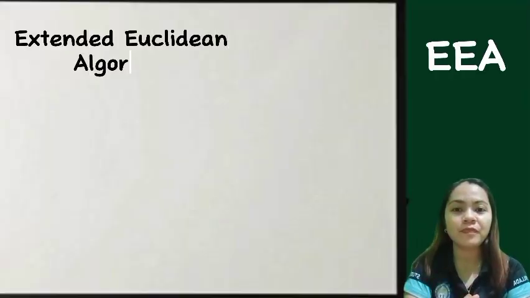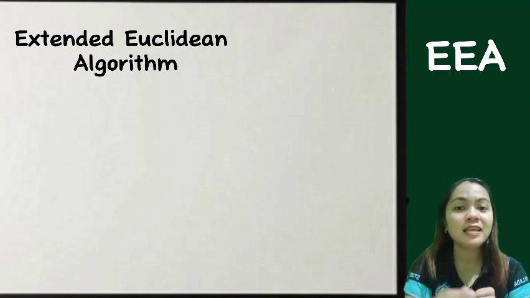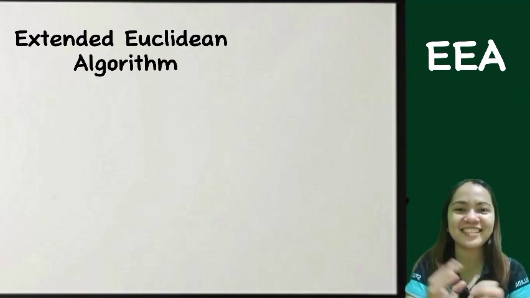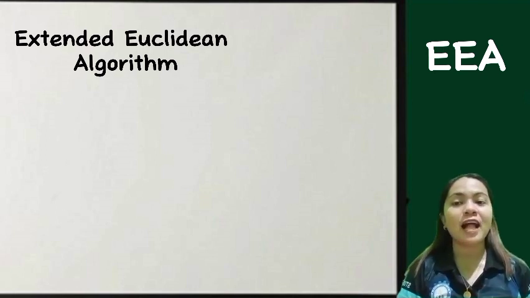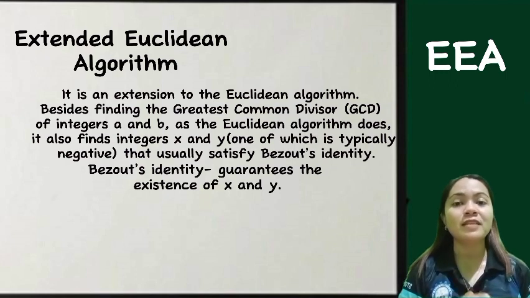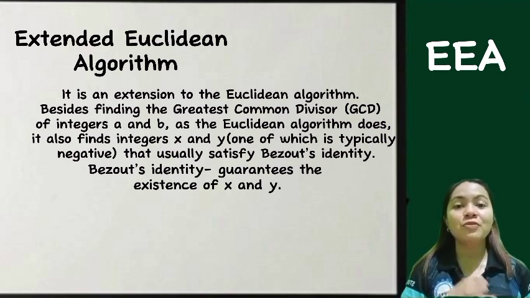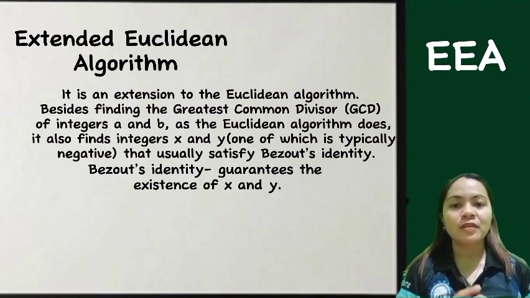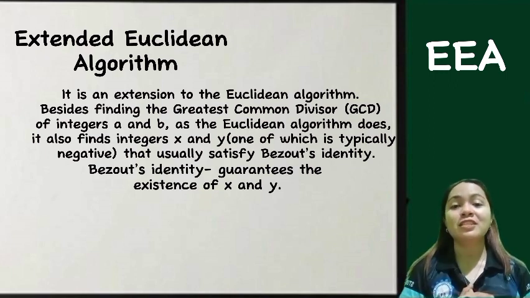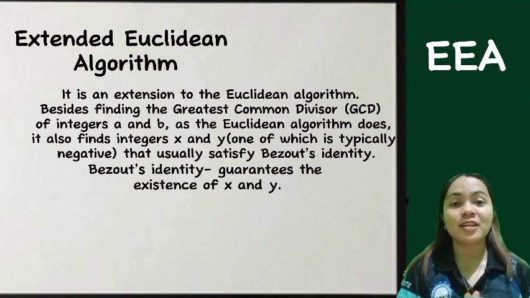We will talk about the extended Euclidean algorithm. If you have knowledge about the Euclidean algorithm, it will be easy to understand the extended Euclidean algorithm. So, let's start. EEA, or extended Euclidean algorithm, builds on top of the basic Euclidean algorithm, or it is an extension to the Euclidean algorithm.